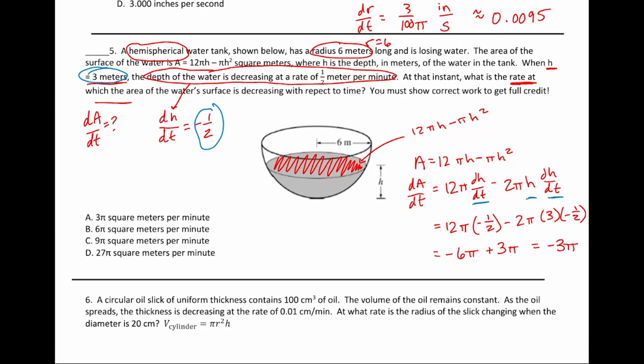Now the question's asking, what is the rate at which it's decreasing? So the fact that this is negative means it's decreasing, at 3 pi meters per minute. So our answer here is A.